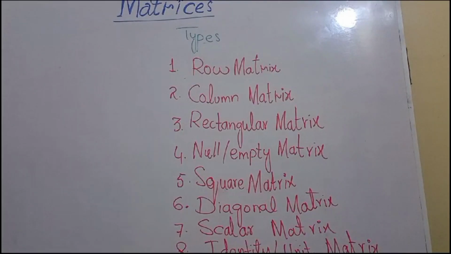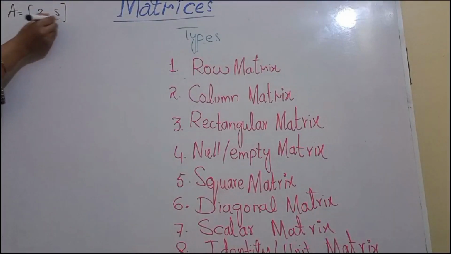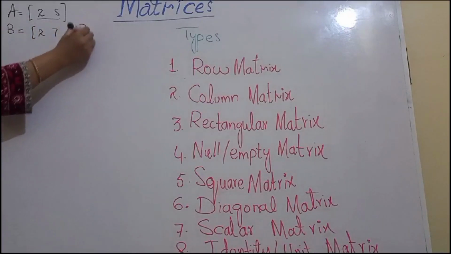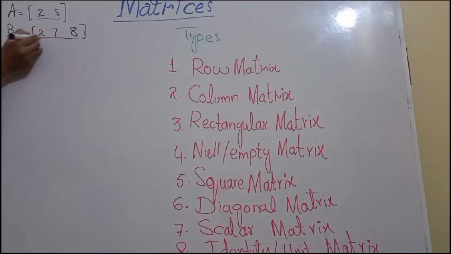A row matrix is a matrix that only contains a single row. Like if I write A equals [2, 5], there is a single row in this matrix, so this matrix is known to be a row matrix. Let's take another example, B equals [2, 7, 8]. There are 3 columns but a single row. So a matrix that only contains a single row is known to be a row matrix. These are examples of a row matrix.